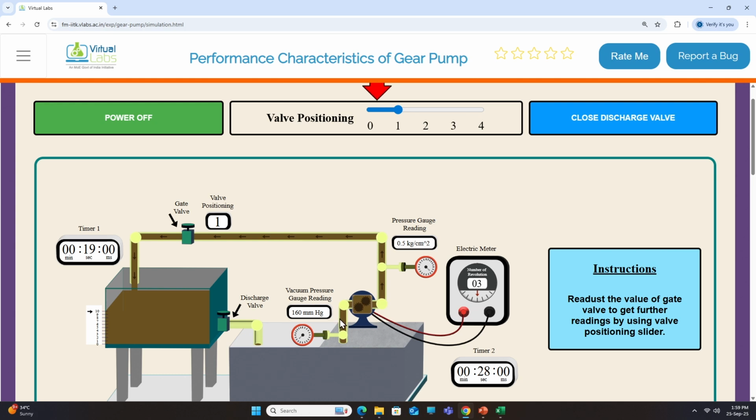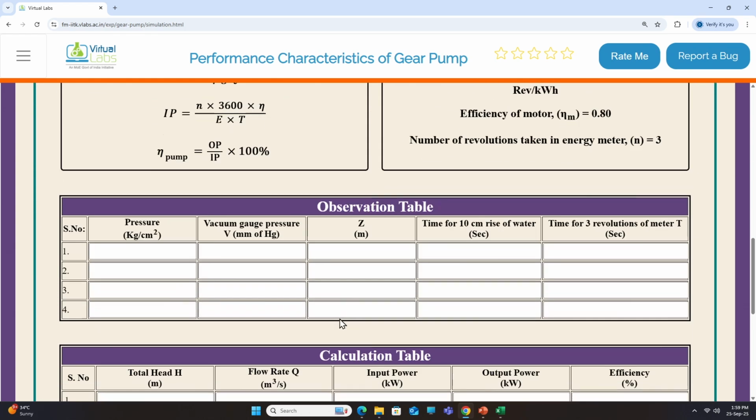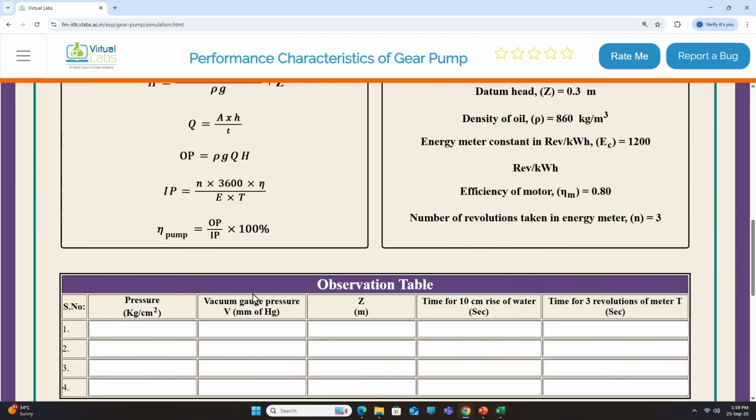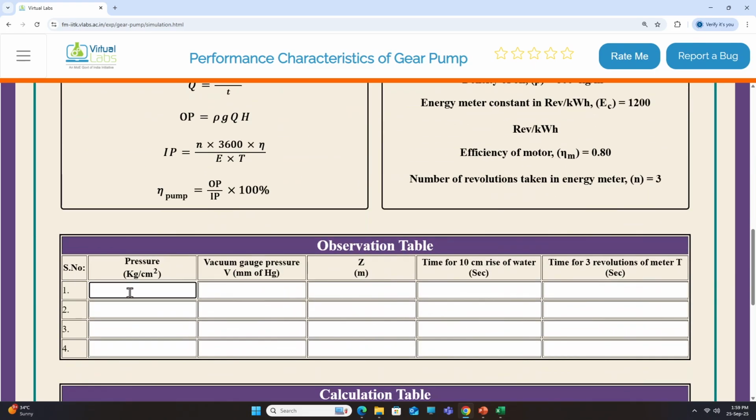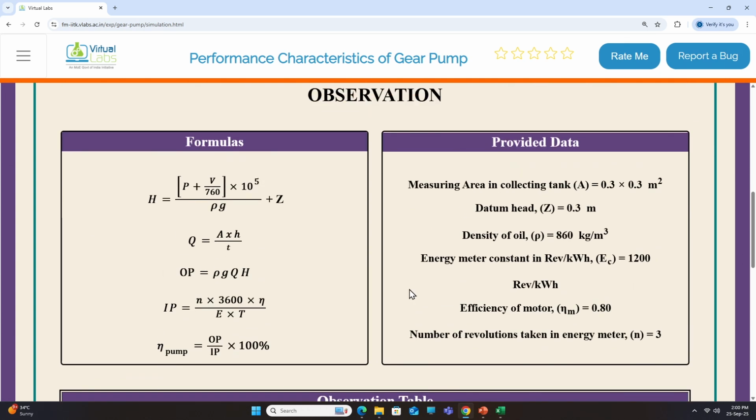All these readings would be noted down here in the observation table. The pressure is 0.5, the vacuum gauge pressure is 160, Z in meters is 0.3, the time for 10 centimeter rise was 19 seconds, and for 3 revolutions the time taken was 28 seconds. All these observations are noted here.